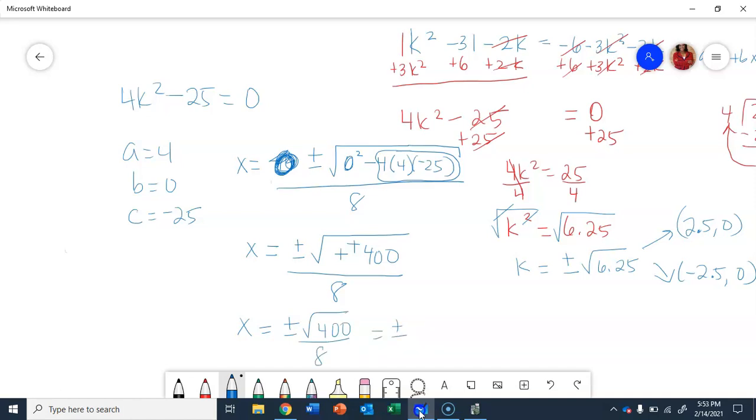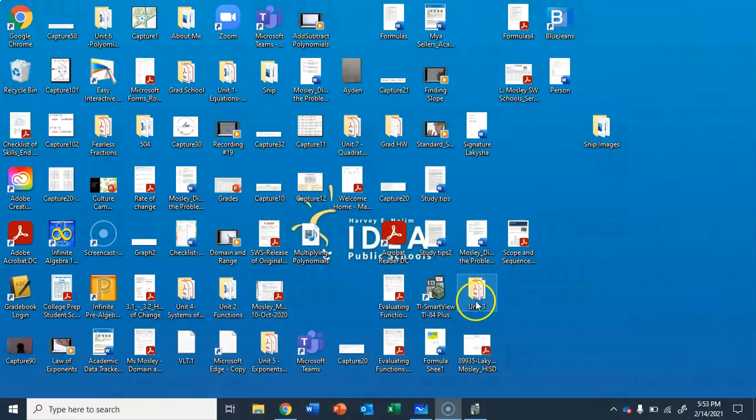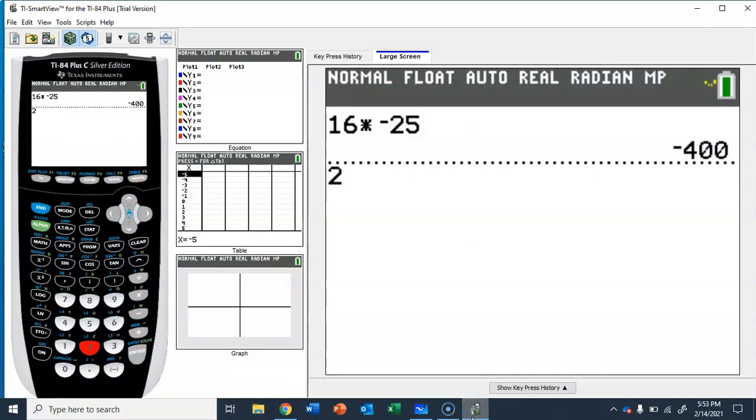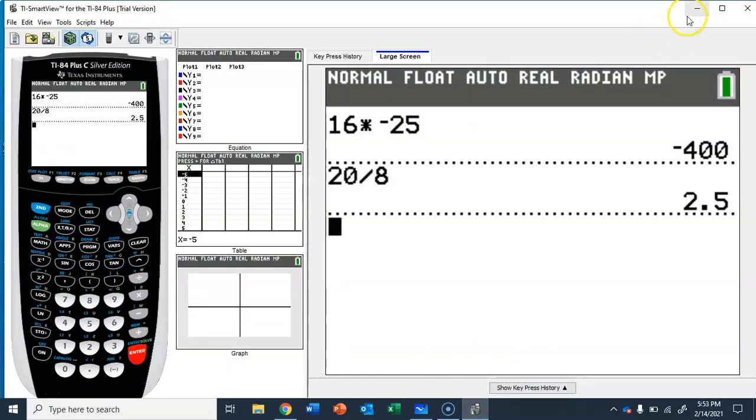Now, knowing our perfect squares, the square root of 400 is 20. So here are your two solutions. You have a positive 20 over 8 and a negative 20 over 8 for your x-intercepts. So let's check those out in the calculator. What is 20 divided by 8? 20 divided by 8 is, what do you know, 2.5. And negative 20 divided by 8, you're going to get negative 2.5.